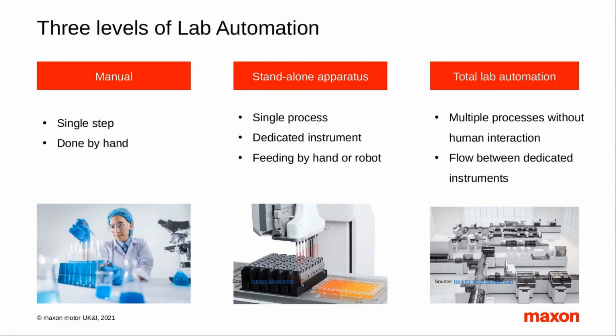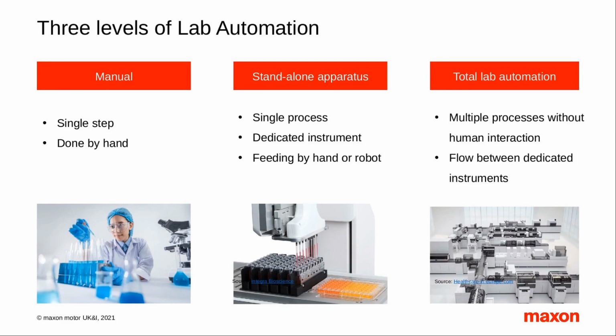Within a lab, there are three basic levels of automation. First of all, manual. So this is people doing single step operations, one by one, doing it all by hand. It's very flexible. You can change the process quite easily, but it is totally manual.